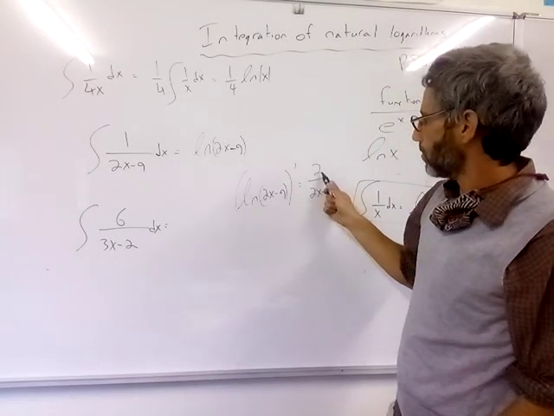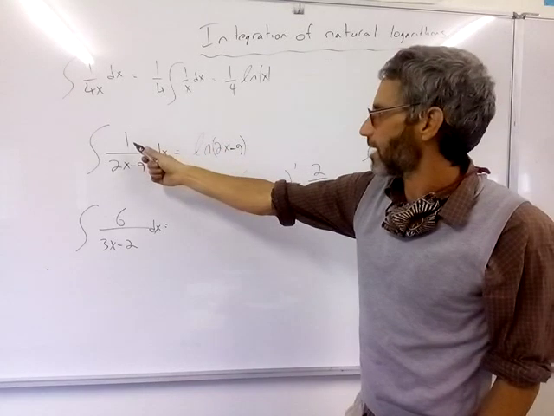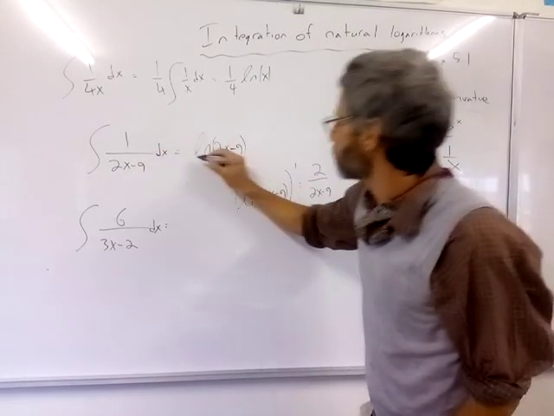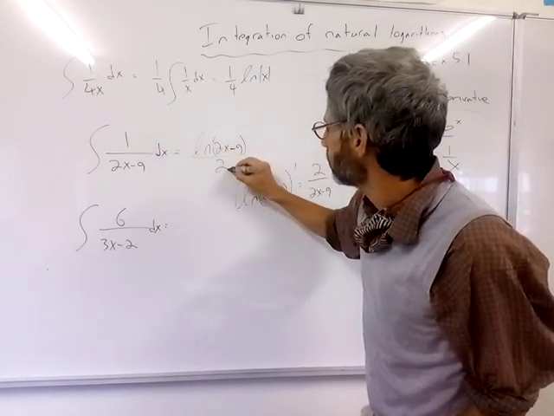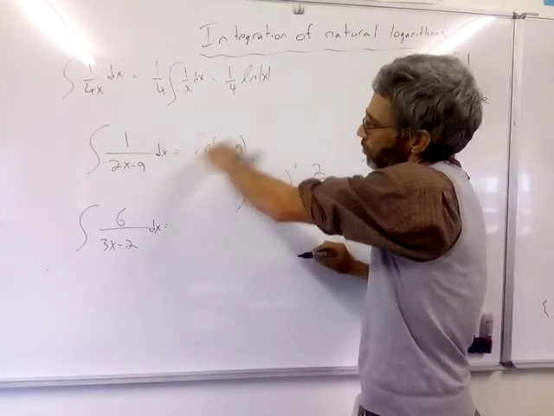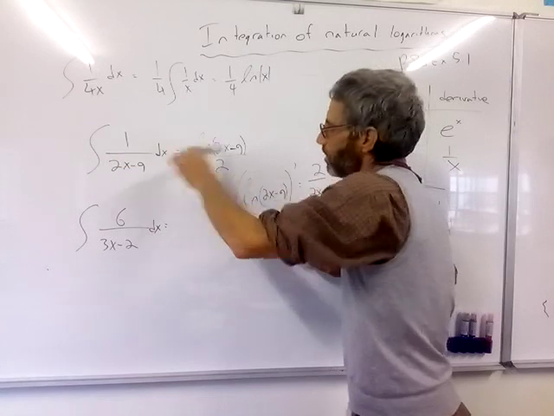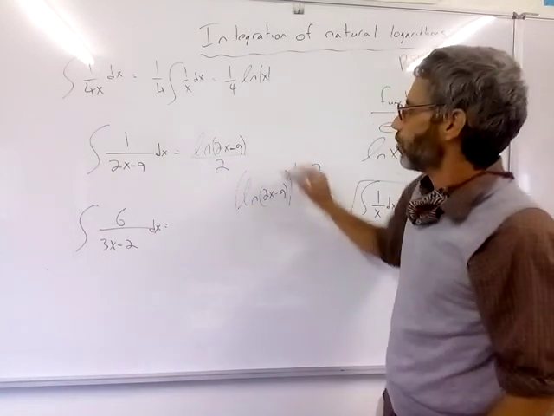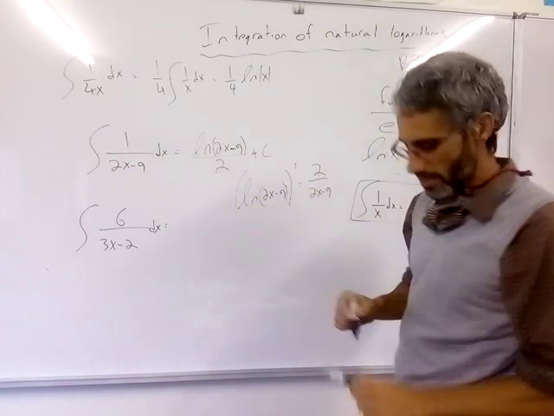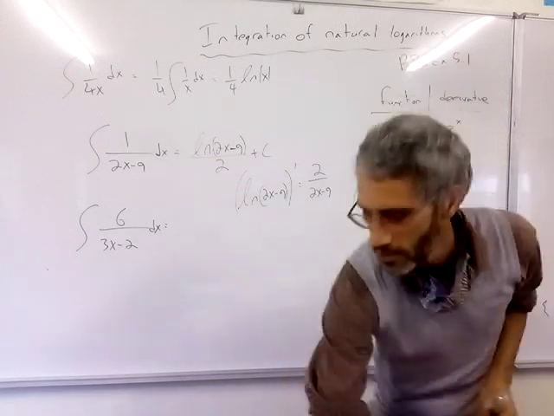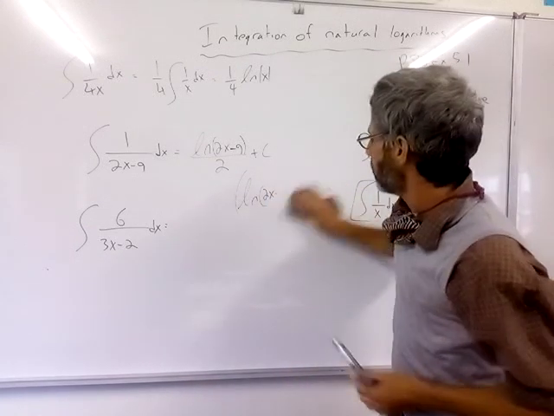But we have a problem. This is time 2 and I only have time 1. So obviously I need to divide by 2. If I divide this by 2, then if I do the derivative of that, I'm going to get 1 over 2x minus 9 times 2, but that 2 is waiting for it, and voila, we got it. Obviously I'm going to add plus c. Okay? So hopefully now we don't need to do it again.